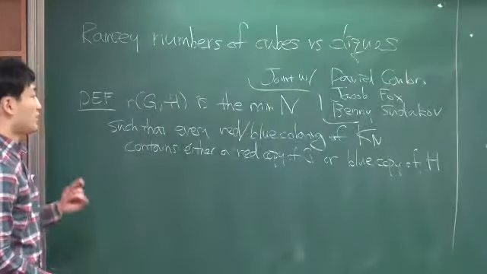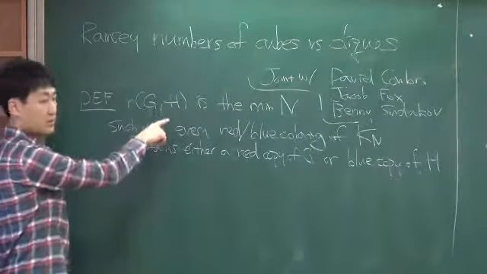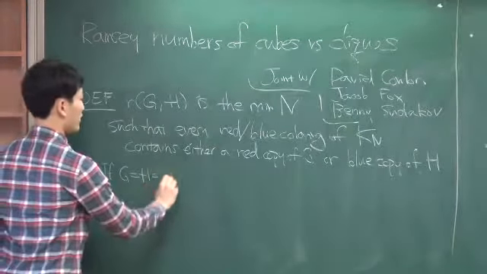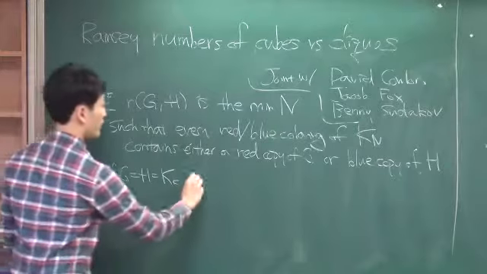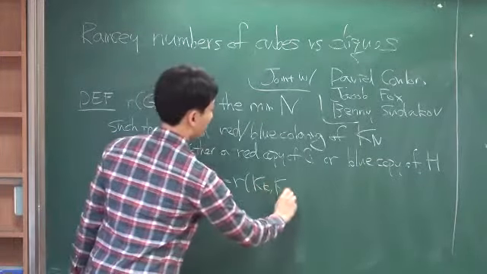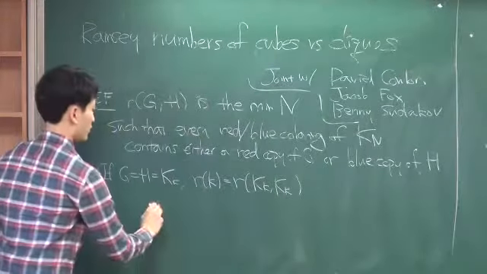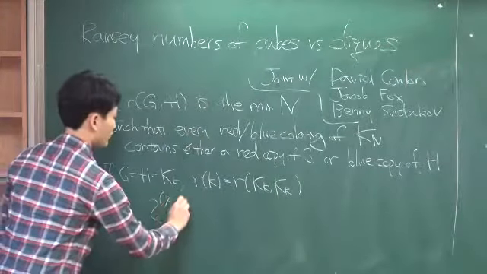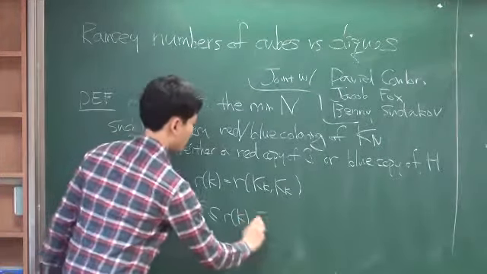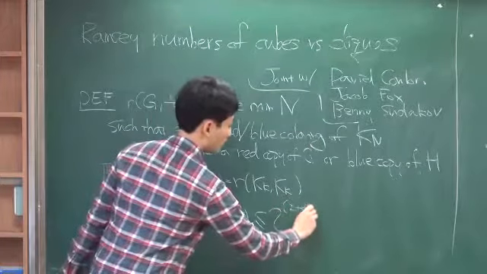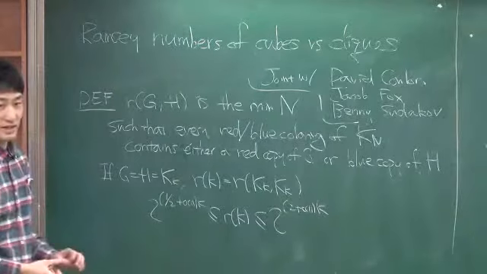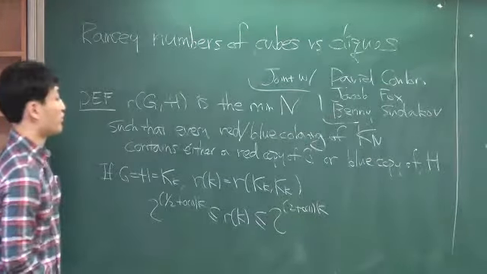So the most well-studied case is when G and H are both complete graphs. If G and H are both the complete graph K_k, then we define R_k as R of K_k against K_k. And it's known that this is between 2 to the k over 2, and 2 to the 2k. Okay. So this bound was known for about 65 years and essentially hasn't been improved.